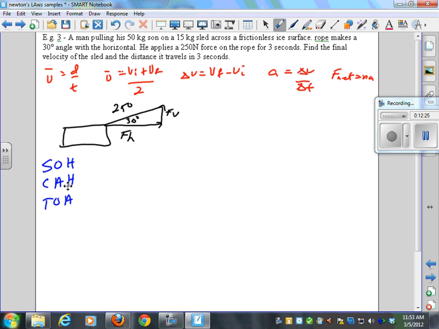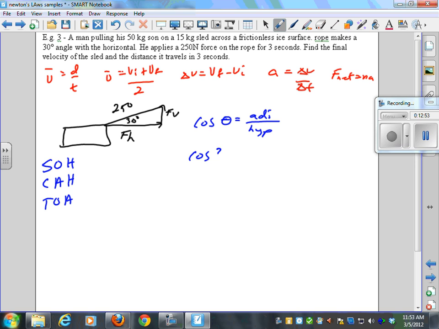The cosine, right? Cosine. No, tangent doesn't, and sine doesn't. But do we have the opposite? The opposite is the FV. I don't have the opposite. I need the one that has hypotenuse in it. So cosine theta is equal to adjacent over hypotenuse.